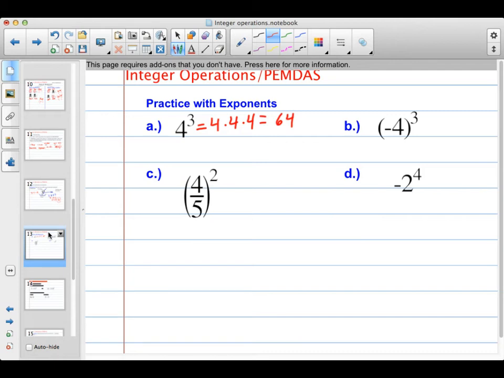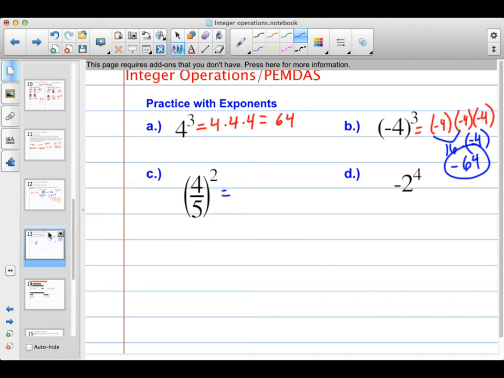Negative 4 to the 3rd power is a little bit different, but the same concept. This is negative 4 times negative 4 times negative 4. If you think about it, the first two would get us a positive 16. And if you take a positive 16 times a negative 4, our answer will flip back to negative. So negative 64 is our answer. Now, negative 4 to the fourth power would be taking negative 64 times another negative 4. It would flip back to positive. So some interesting things with exponents.